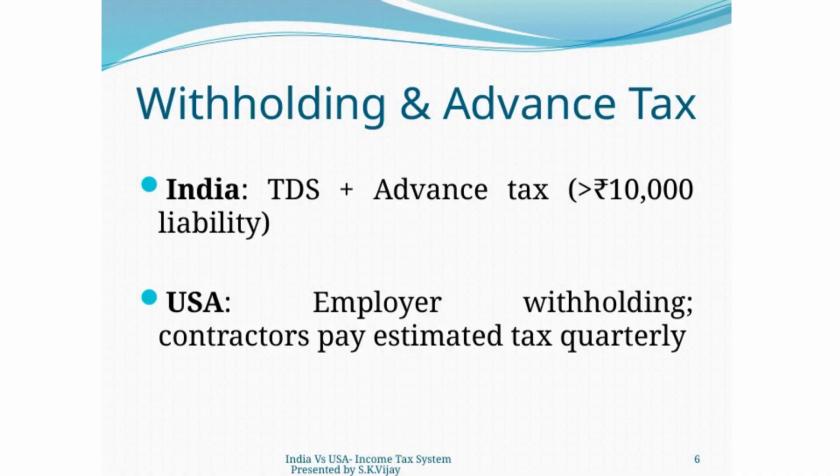Connecting this to our broader theme, both systems aim to collect taxes efficiently and ensure compliance, but they differ in their methods and timing. India emphasizes direct withholding and periodic advance payments, while the USA combines employer withholding with quarterly estimated payments for non-wage earners.